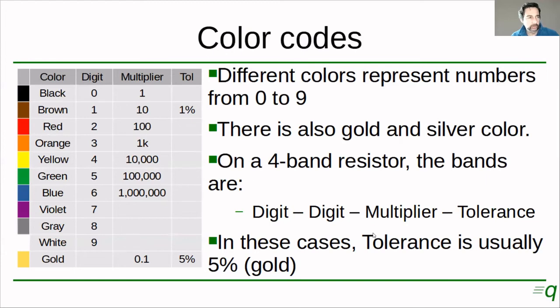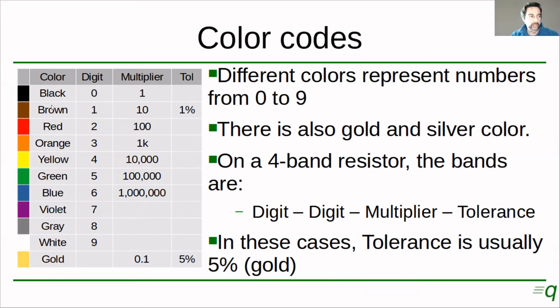So let's have a look at the color codes. You don't have to memorize these yet, but it may be a good idea if you're getting seriously into electronics. We have different colors representing the numbers from 0 to 9. Black is 0 and white is 9. If you want to remember this table, you can consider black the absence of color, so that's going to be 0. And white would be all the colors, it's 9, so it's the highest value here.